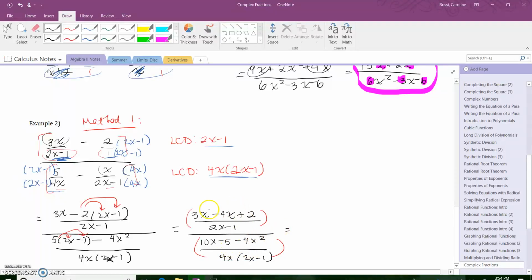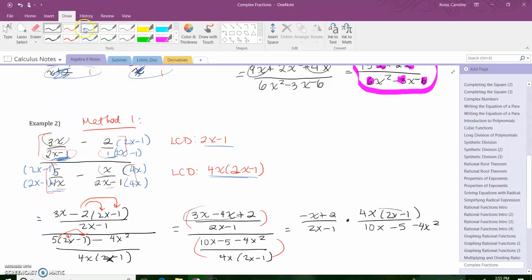So what I'm going to do is just say, okay, 3x minus 4x, negative x. Simplify as we go here. Multiply by the reciprocal. I'm not distributing the 4x because I'm anticipating canceling. Wow, that was a struggle. Okay, anyway, 2x minus 1, I can see right away that's going to cancel.